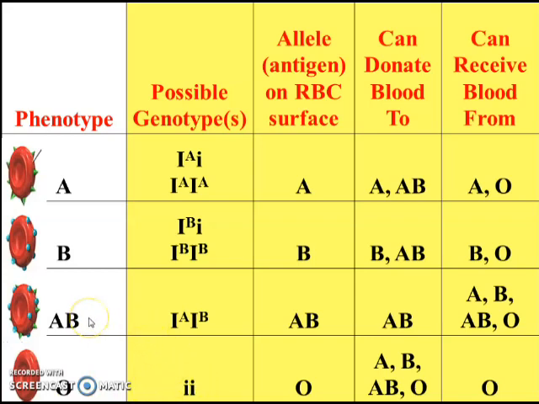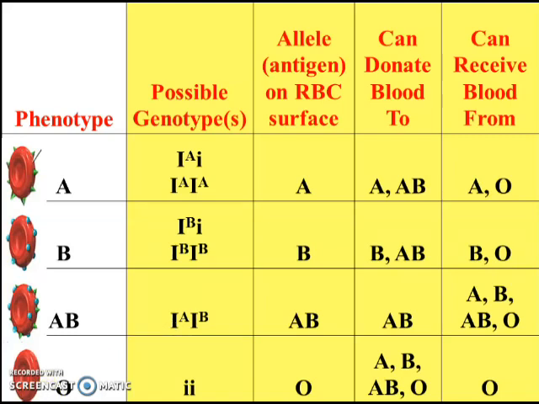And type AB blood is an example of codominance. The A allele and the B allele are equal in their dominance and will be expressed equally if they are paired together into the genotype IAIB. Neither the allele A or the allele B is dominant over each other, so each type is expressed equally in the phenotype, giving the human an AB blood type.